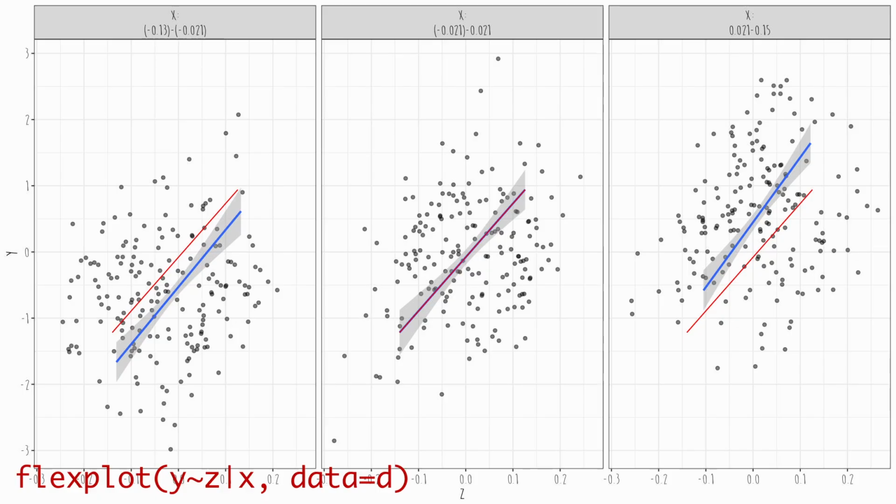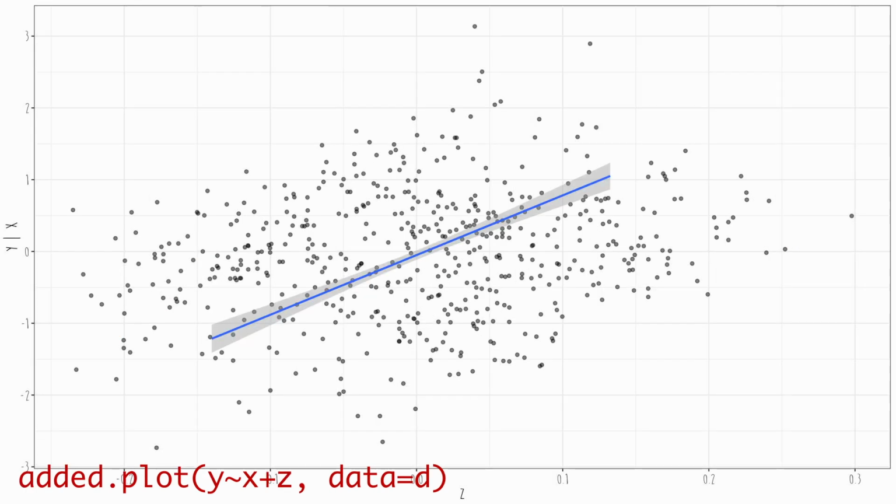And so here's what the relationship looked like as a paneled plot, which in some ways is unnecessarily complicated. And here is the added variable plot version of that. And so added variable plots are really a simplification. They allow us to look at these more complex relationships using just a simple graphic.